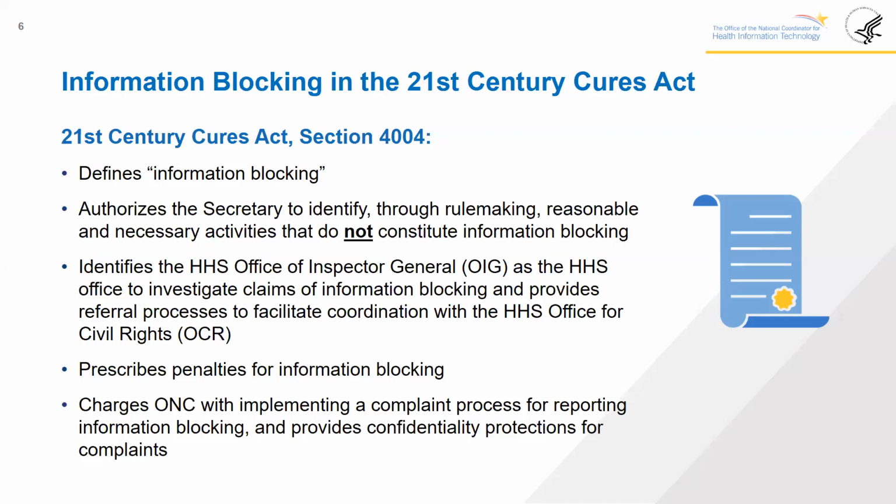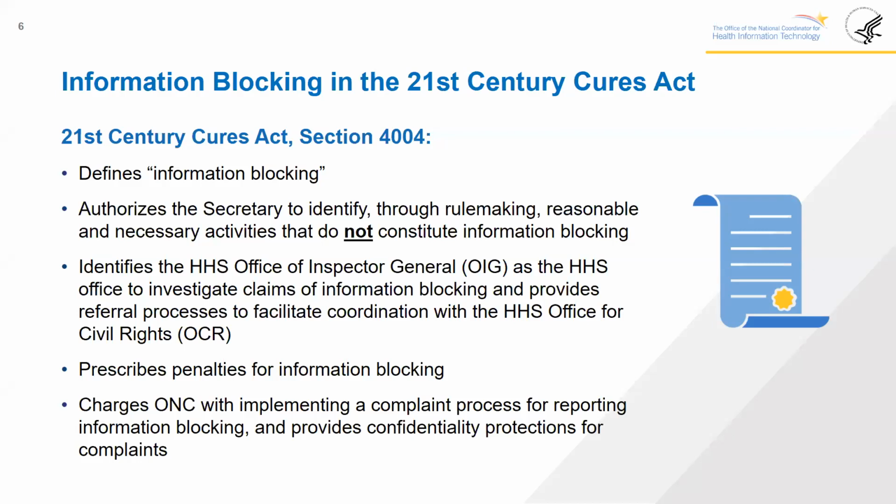But we, on behalf of the Secretary, were tasked with helping to identify what those activities look like. In the proposed rule, we identified 7, and we ultimately landed at 8 in the final rule. And we'll walk through each of those step by step in a little bit. The Office of the Inspector General is tasked with investigating claims of information blocking, and it's an important part of what we do here. We also work in conjunction with the Office of Civil Rights.